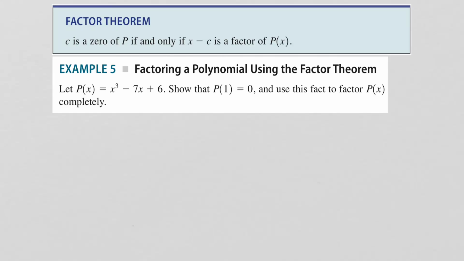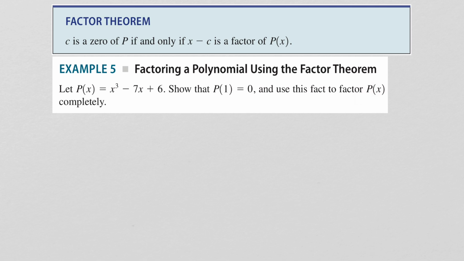Next, let's talk about the factor theorem. The factor theorem states that the number c is a zero of the polynomial p if and only if x minus c is a factor of p. So for example, if our polynomial p of x is x cubed minus 7x plus 6, first let's show that p of 1 is equal to 0, and then use this fact to factor p of x completely.